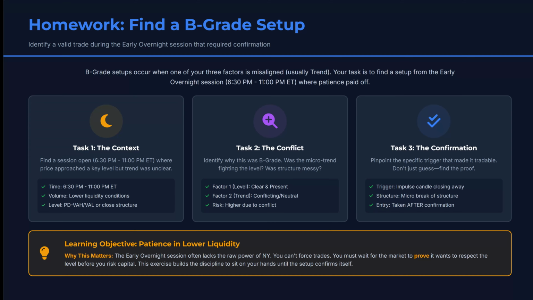Second criterion, instrument must be ES or NQ futures only. Just like with A-grade homework, stick to the most liquid futures contracts for clean volume profile data. Third criterion, post-NY close volume consideration. Recognize that volume during this window is significantly lower than regular trading hours. You'll typically see volume that's 30 to 50% of NY session levels. This lower volume is why these setups require confirmation rather than aggressive entries.